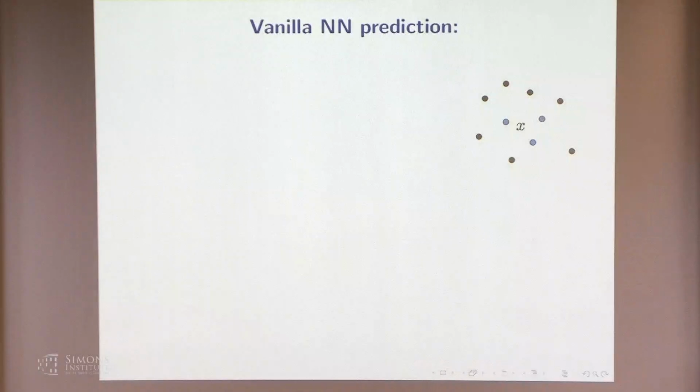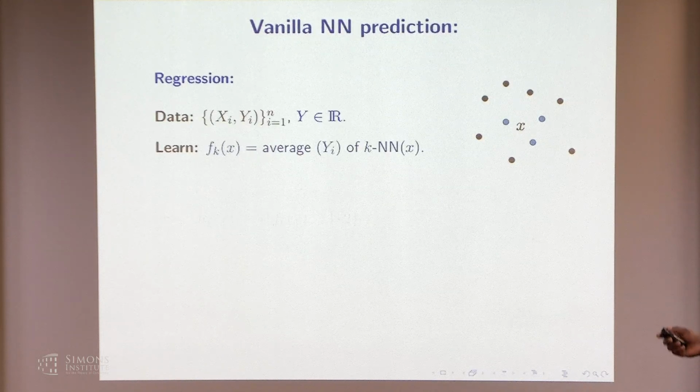Sorry. And the question is whether we can do fast nearest neighbor prediction without trading off the statistical accuracy. So here's just basic vanilla nearest neighbor prediction. We have a query point X and the nearest neighbors of it. And usually, let's first take the simple regression setup.